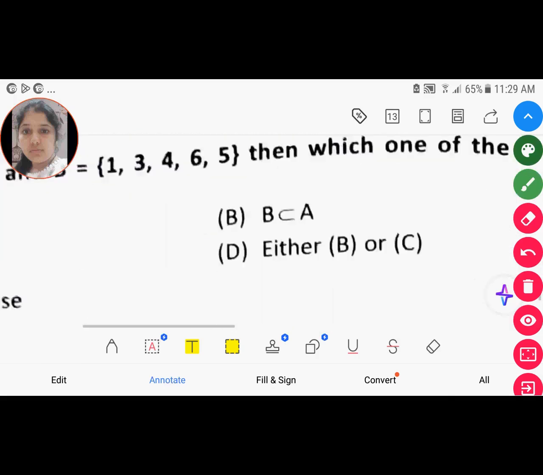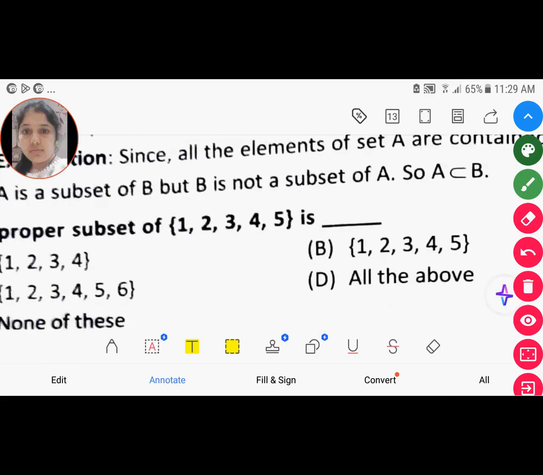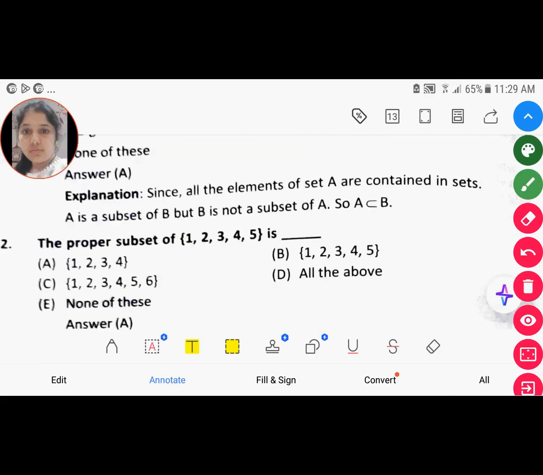Okay, so where were we? So see, 1, 2, 3, 4, 5. 1, 2, 3, 4, 5, 6. This is not, because 6 is not there in this set. So this set is not a subset of the given set. We say it as A. It is not a subset of A because all the elements are not there in A.